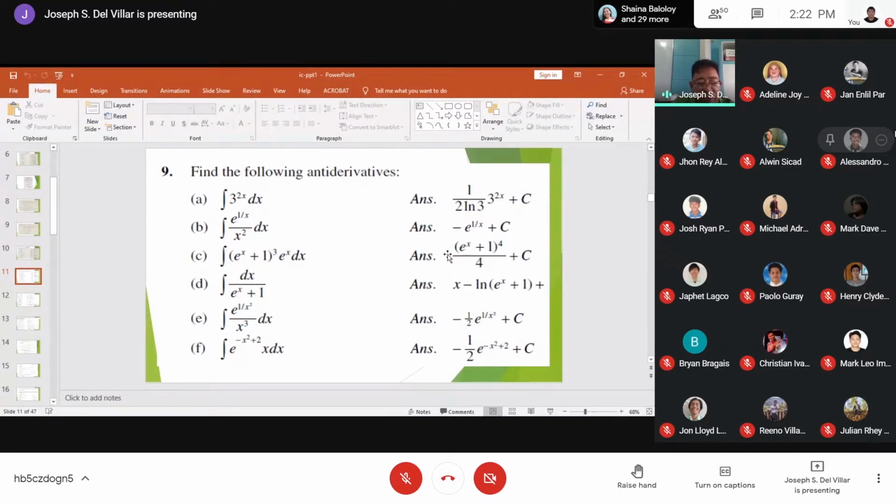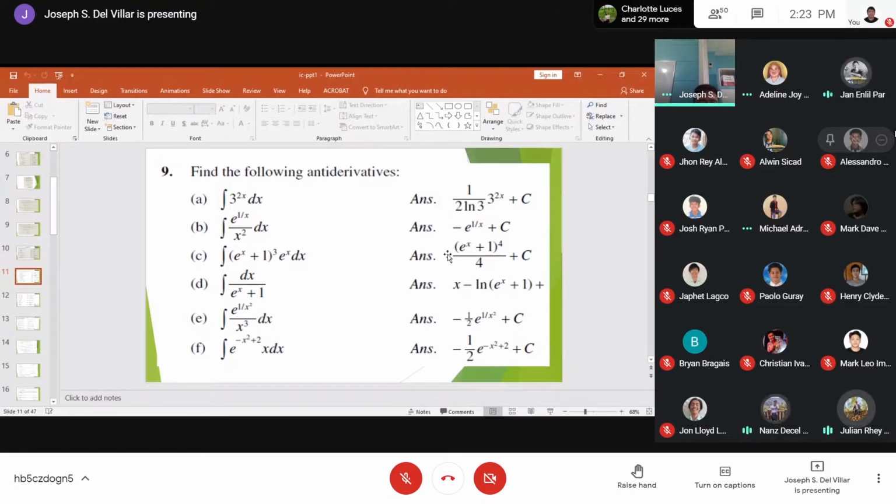The integral of e to the negative x squared plus 2 times x dx. Anong gagawin natin dyan? Differentiate, sir, si exponent. Take the differential of the exponent of e. Okay? Ang exponent ng e dyan, dalawang term, di ba? Negative x squared plus 2. So, kunin natin yung differential niyan. What is the differential of negative x squared plus 2?